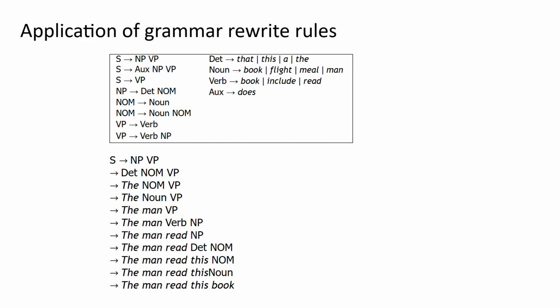What will the rule be? S is equal to NP VP, because the statement is "the man read this book." So it is a combination of noun phrase and verb phrase. So I chose the rule NP VP. Now what is NP? I have to replace it because that is not a terminal. So what are the rules for NP? I see only one, so I'll be replacing it with DET NOM.